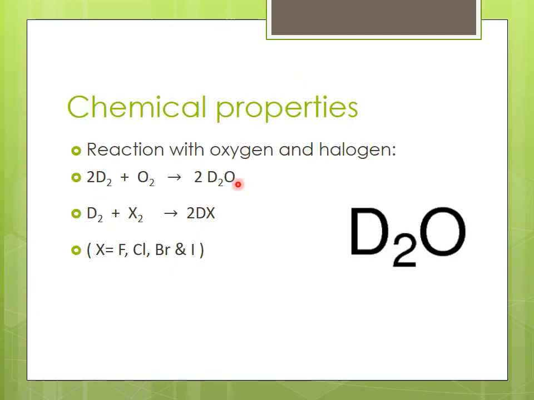Chemical properties of deuterium. As you all know, hydrogen reacts with oxygen to give you a water molecule. Likewise, deuterium reacts with oxygen to give you heavy water. The formula for heavy water is D2O. And then this deuterium can also react with halogen. So X is nothing but halogen. Halogen can be fluorine, chlorine, bromine and iodine. So when deuterium reacts with halogen, you get the product called deuterium halide. So these are the two chemical properties.